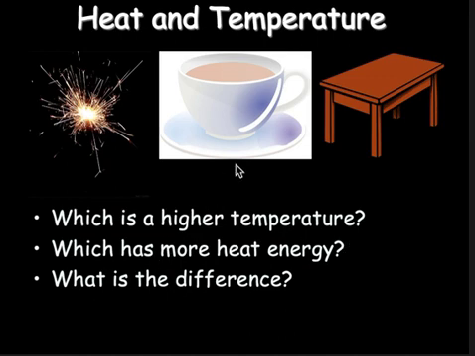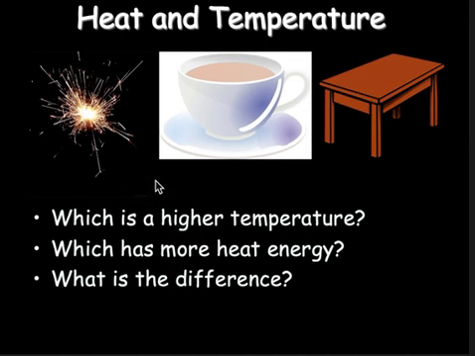So to start off with, I want you to have a look at these three things. We've got a sparkler, sparkling away, a cup of tea, and a table. I want you to think about which one is at the highest temperature, which one has got the most heat energy, and what the difference really is between these two words, heat and temperature. I'll give you a couple of minutes to think. You might want to pause the video, jot down an answer, and then we'll go through it.